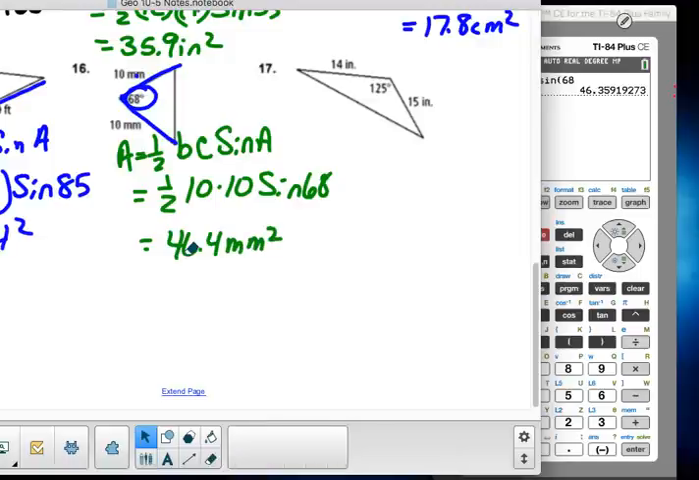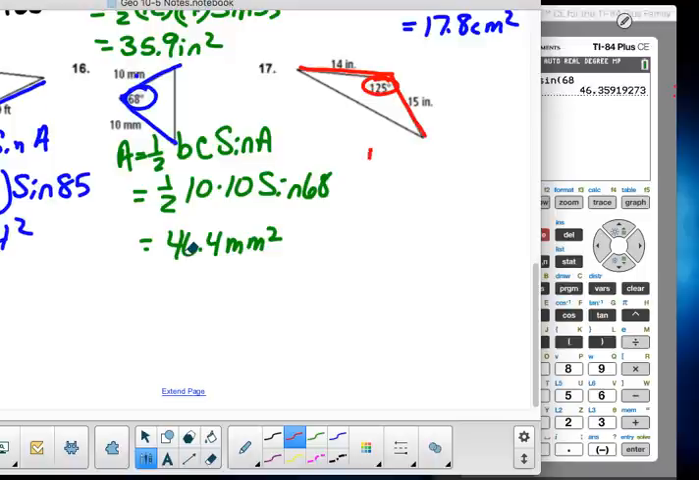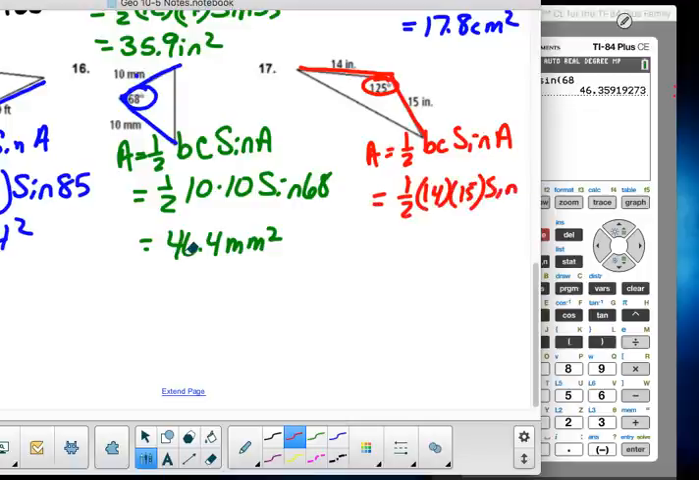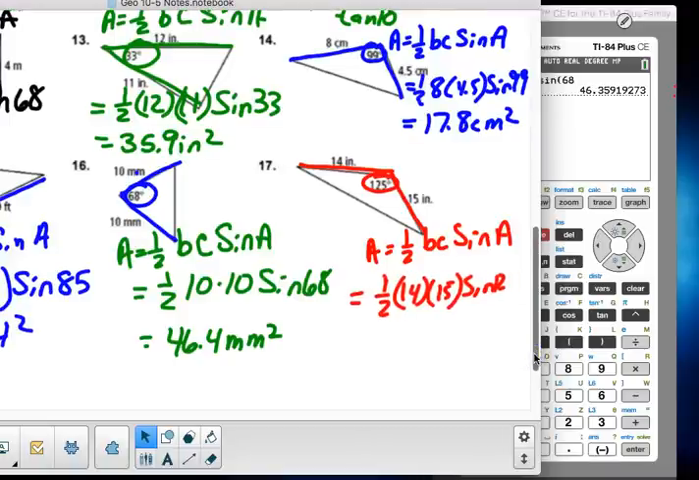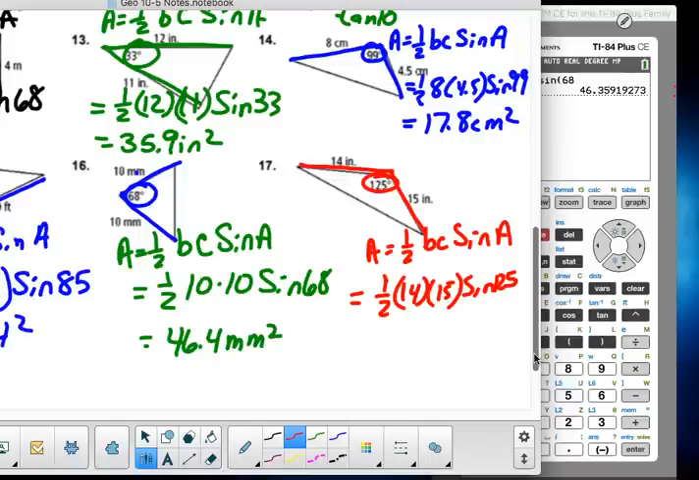Now, my last one here. I'm not doing anything different. I've got two sides that make an angle. Those two sides, with the angle they make, I can find the area of a triangle using this formula. Well, this is 1/2 times 14 times 15 times sine of 125. Whoops, ran out of room. So let's move that over, and let's say that's 125. Now, this comes out to be 86.0 inches squared.